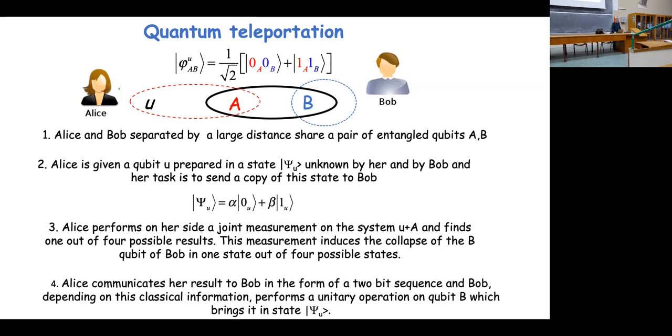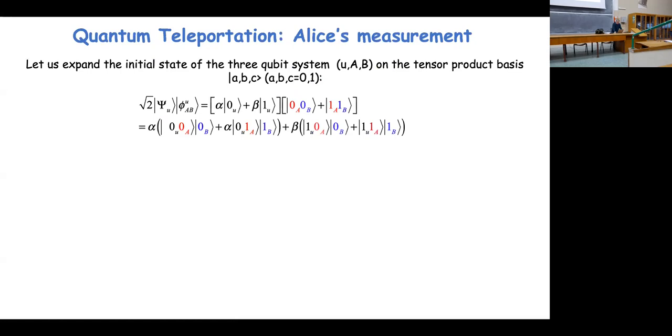I will just indicate to you how it works, and all the calculations are done on the next slide. So Alice communicates her result to Bob in the form of a 2-bit sequence, and Bob, depending on this classical information, performs a unitary operation on qubit B, which brings it into the desired state. I just give you the steps here.